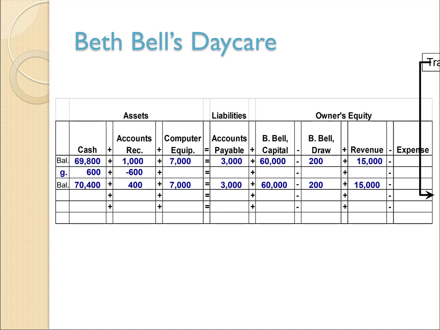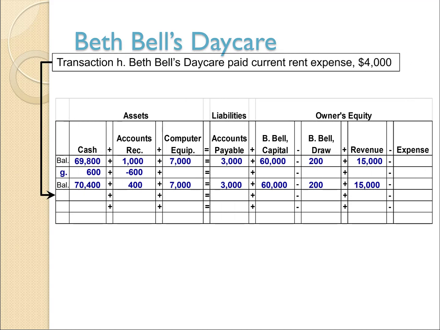So now we're ready for the last transaction, transaction H. Beth Bell's Daycare paid her current rent expense of $4,000. So our first task is to put letter H on the transaction row. What's going on in this transaction is she gets her rent bill and she pays it right away. So the key is she's paying it right away.